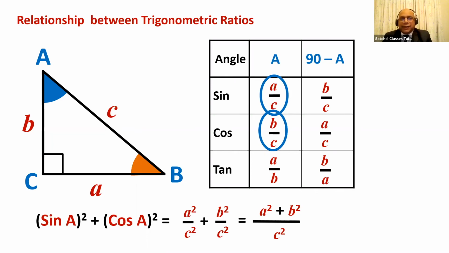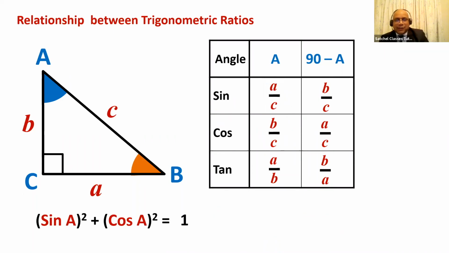Now, if you look at the right angle triangle carefully and apply the Pythagoras theorem, you'll realize that A squared plus B squared is actually the hypotenuse squared, which is C squared. So I'll replace A squared plus B squared by C squared to get C squared over C squared, which equals 1. That means we have derived an interesting relationship: sine A squared plus cos A squared is 1. If you square sine of any angle and add that to the square of cos of that angle, you'll always get 1.